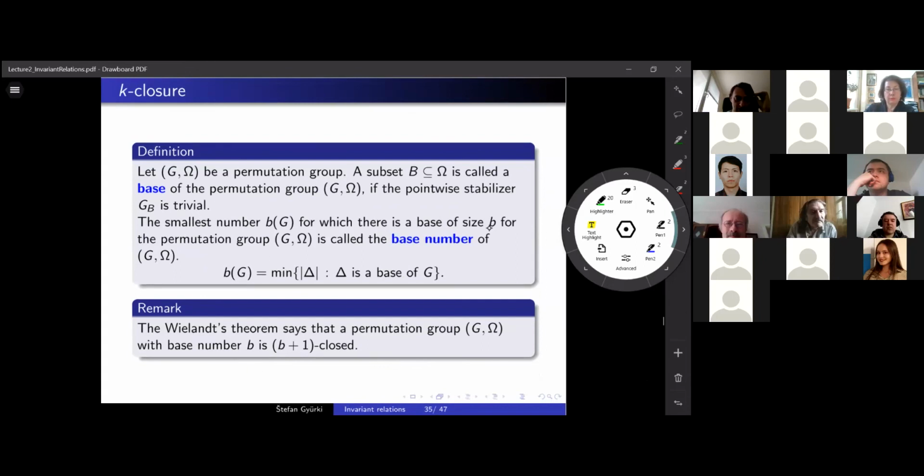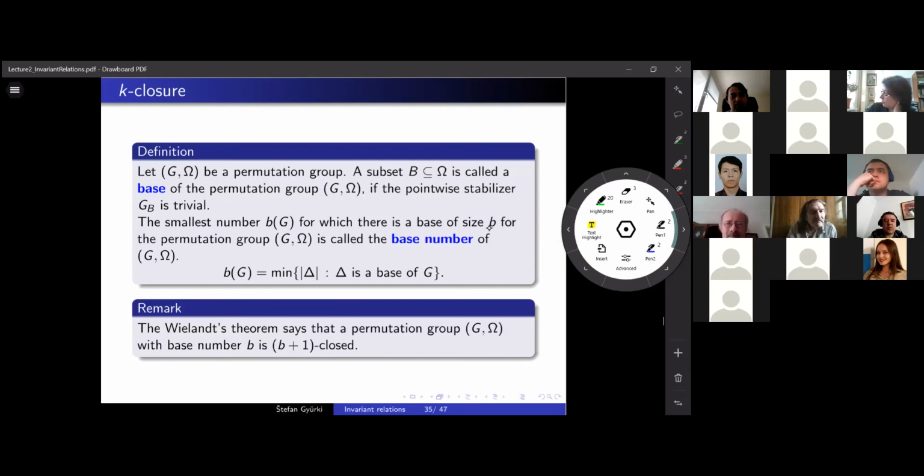This slide is maybe a little bit irrelevant, but I intended to show it for those who have a deeper interest in permutation groups, because in the theory of permutation groups, there is a known notion which is called a base of a permutation group, and this is such a subset of the ground set omega whose pointwise stabilizer is trivial. So exactly the Valence theorem can be reformulated in the language of the theory of permutation groups using the base.